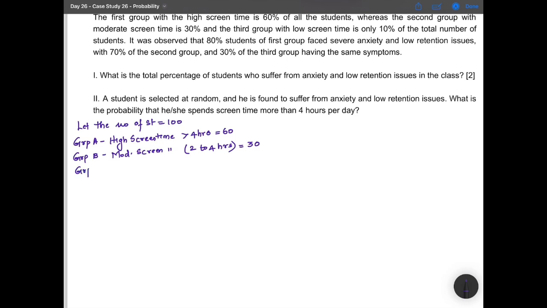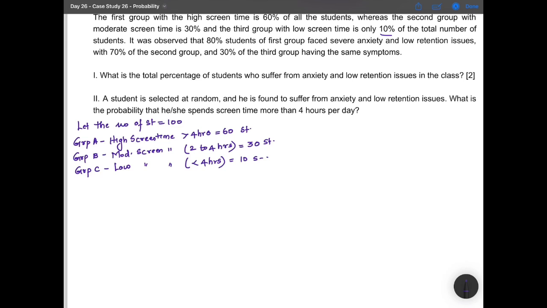Group C, low screen time, which is less than 2 hours. In this category, we have only 10% of the total students, that is 10 students. So this is based on the hours of usage.